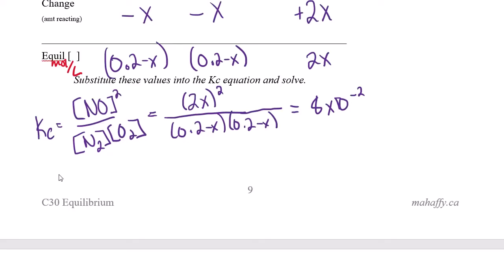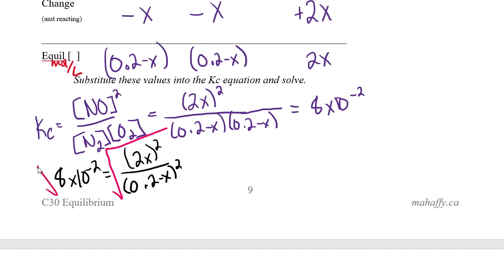Now I notice here that I've got perfect squares because my Kc, 8 times 10 to the negative 2, is equal to 2x all squared divided by 0.2 minus x squared. So these are perfect squares. I can square root and square root, which will give me the square root of 8 times 10 to the negative 2, which is 0.28, equal to 2x divided by 0.2 minus x. My squares are gone. That's going to make my life a lot easier.